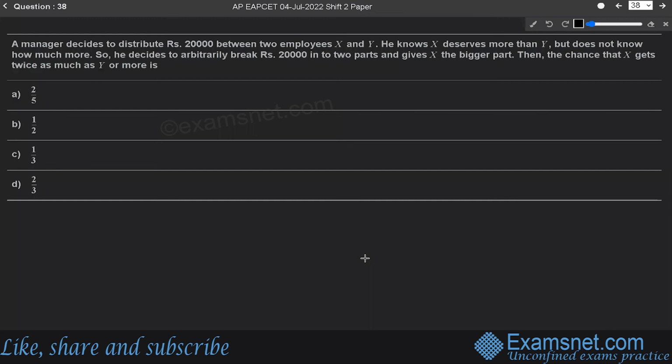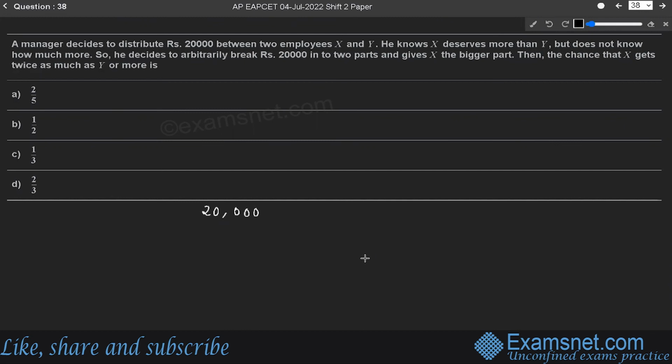Next question is, a manager decides to distribute rupees 20,000 between two employees X and Y. The total amount is 20,000. He knows X deserves more than Y, but does not know how much more. So he decides to arbitrarily break rupees 20,000 into two parts and gives X the bigger part. Then the chance that X gets twice as much as Y or more is.